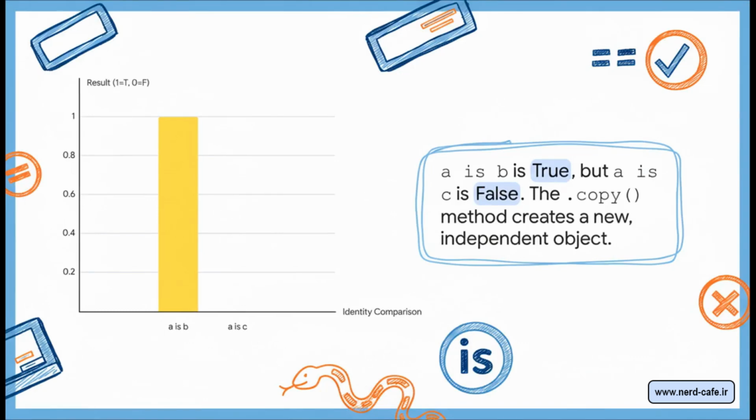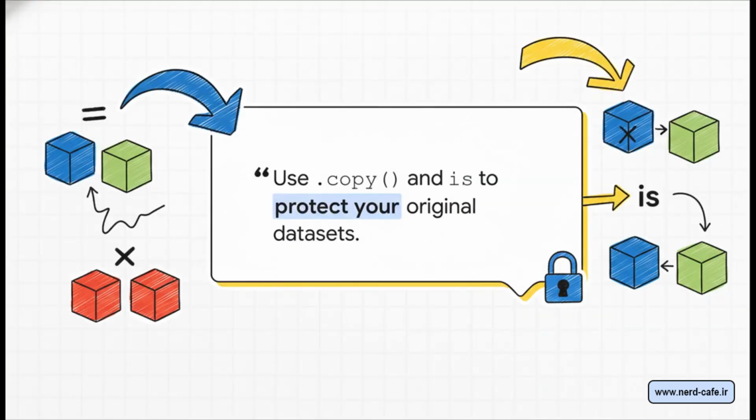And this chart just makes it crystal clear. We ask, A is B? The answer is yes, true, they are the same object. But when we ask, A is C? The answer is a big fat no, false. C is a real, independent copy. It's safe. You can go wild and experiment on C all you want, and your original A will be completely untouched.